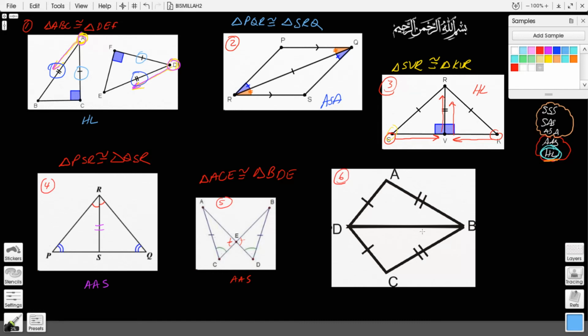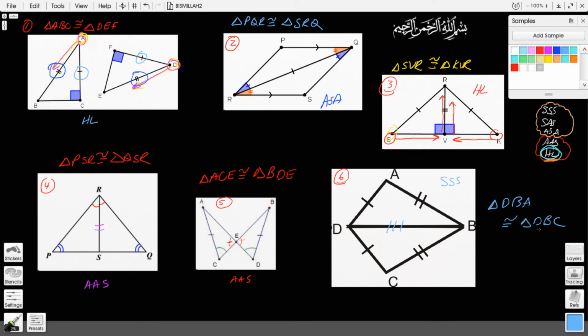Okay, and then number 6, I have these two triangles. I'm going to try to prove them. How can I have side, side? I bet you got this one already. That's the third side, so that's the reflexive property. So side, side, side will give these two triangles to be congruent. So that's triangle DBA is going to be congruent to triangle DBC.